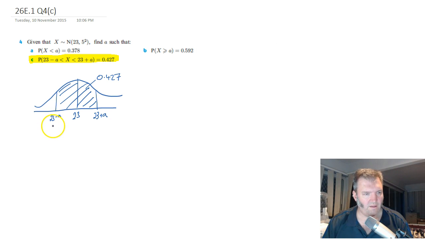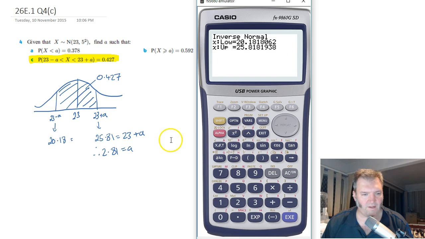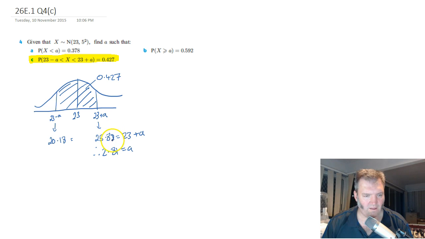So 20.18 is equal to 23 minus A, or it probably makes sense to do 25.81 is equal to 23 plus A. So therefore 2.81 is equal to A, and 0.81 and 0.18 aren't quite adding up to 100. Ah, there you go, 0.82. Shouldn't have gone with my memory. Should have checked. You, of course, won't have to change tabs. You'll have your calculator in front of you. So that's pretty easy, isn't it?